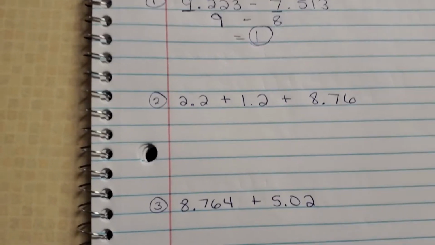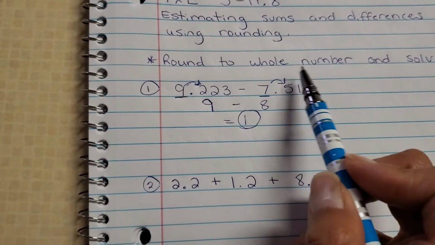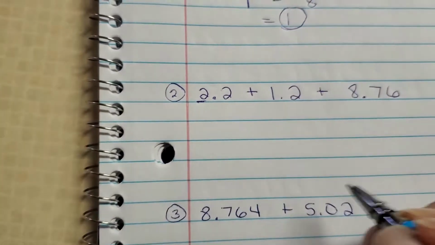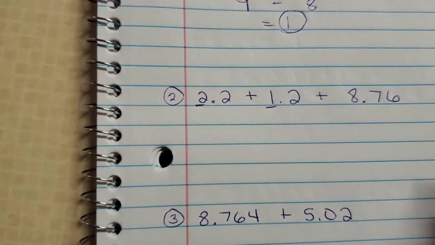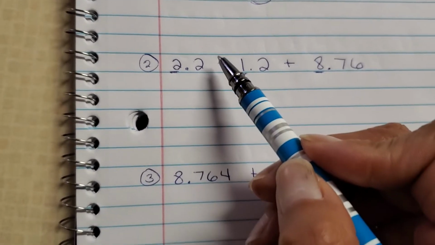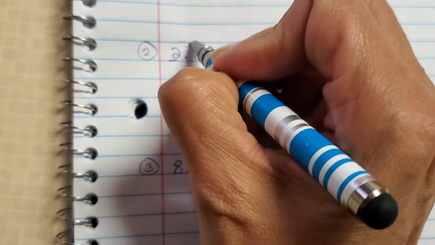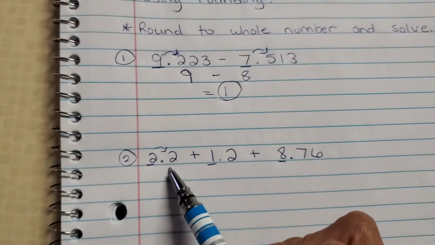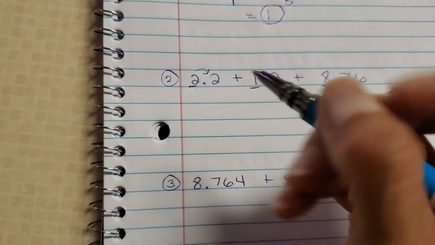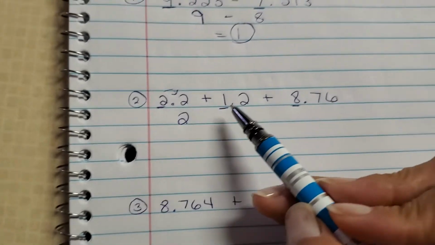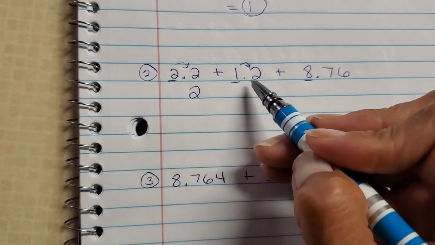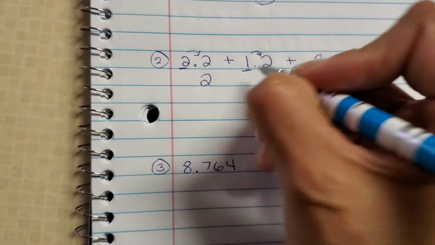Now let's go to the next one. Remember, we are rounding to the whole number, and the whole number is the number right in front of the decimal point. So 2, 1, and 8. Now let's follow the rule. Look next door. The number is 2. According to the rule, 2 is less than 4, so that means this 2 stays the same. Again, over here, look next door. Again, it's a 2, and we know that if it's a 2, it stays the same. So this stays a number 1.